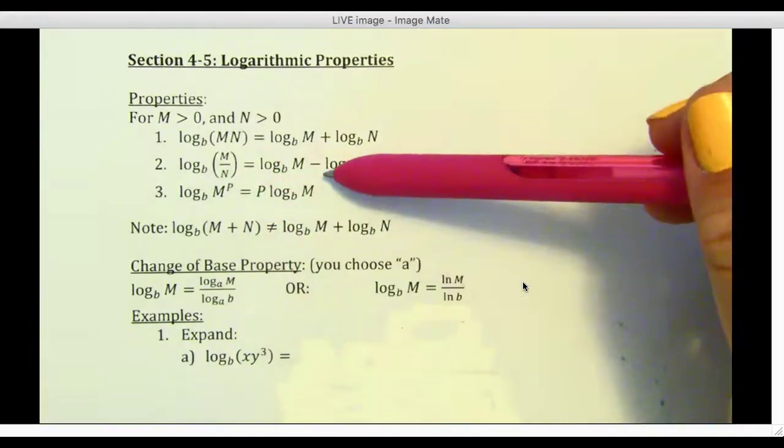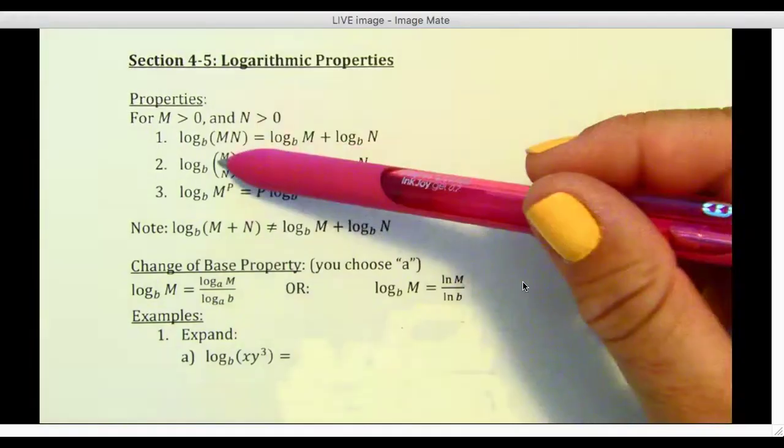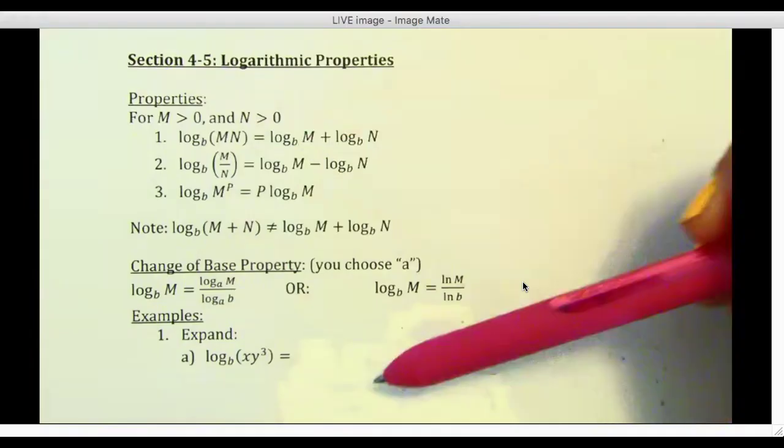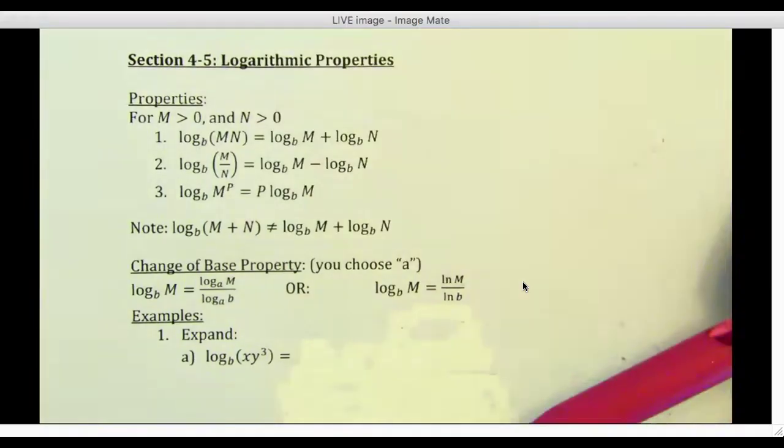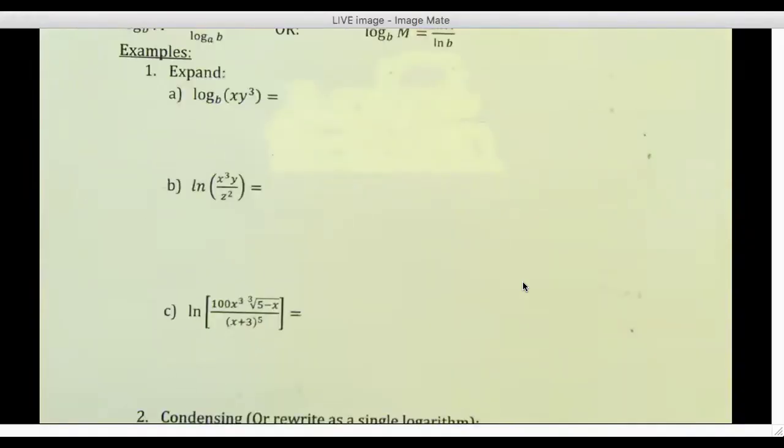Now we can also go the other direction. If I have two logarithms being subtracted, I can condense that to division. If I have two logarithms being added, I can condense that to multiplication. And so that's what we're going to be using in these first couple examples here.